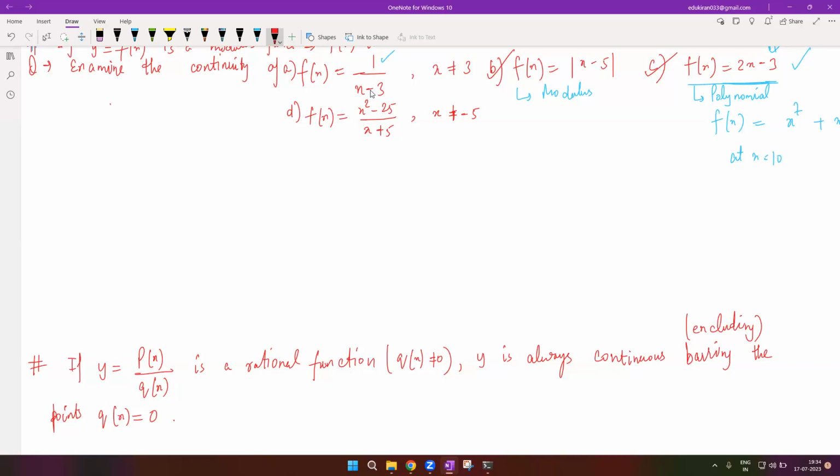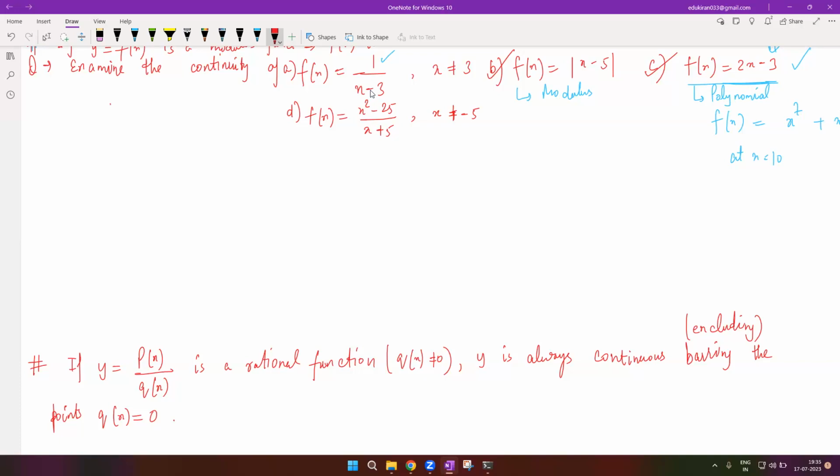So I'll solve one of them, any one of them, and before solving I am telling you the answer. Before solving, first listen to this answer directly. Let's say somebody asks me, examine the continuity of f(x) equals 1 upon x minus 3. So I will check what kind of a function it is. This is a rational function, right?